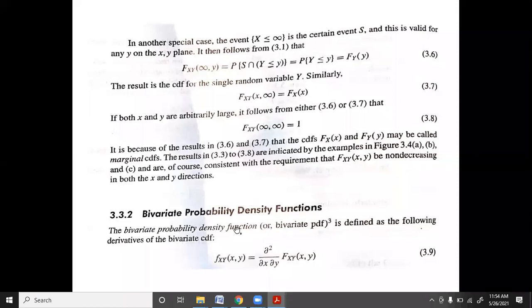So then let us come to the bivariate probability density function. If you have any doubts till now, you can ask.